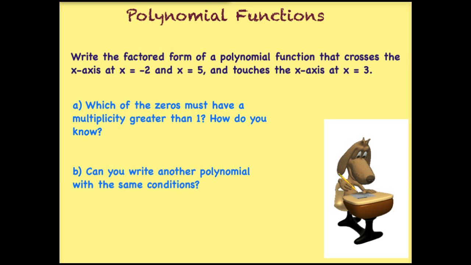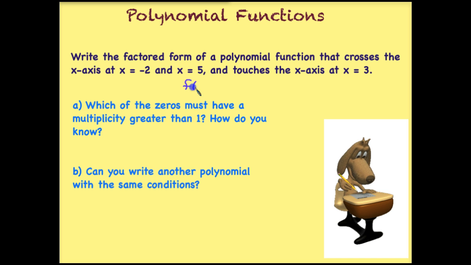Let's go ahead and apply what we know. We're going to write the factored form of a polynomial function that crosses the x-axis at -2 and 5 and then touches at 3. So pause the video and see if you can write out a polynomial function that has this criteria.